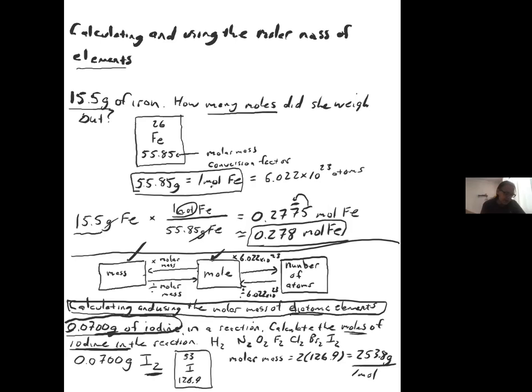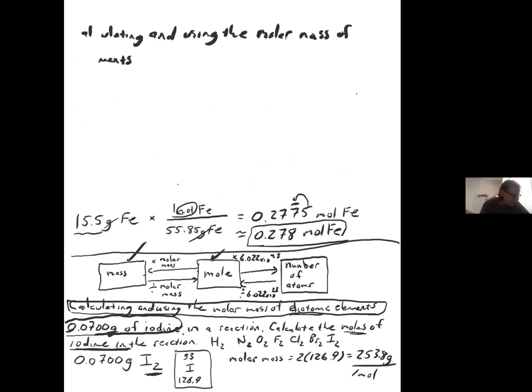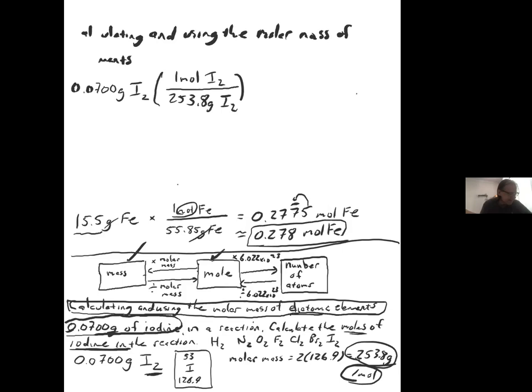So our molar mass is 253.8. I'm running out of room here, so I'll just erase this up here because I don't want to create a new slide. Let me write the information down here. We've got 0.07 grams, and again, it's iodine, it's I2. Then we want to convert that to moles, so we're going to divide by the molar mass. So 1 mole of iodine, I'm taking this and putting it up on the top, and then dividing by 253.8 grams of iodine. To go from grams to moles, you divide by the molar mass.